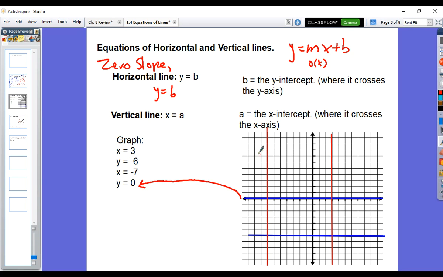But let's look at this. How about this one down here? This has a value of 1, 2, 3, 4, 5, 6, negative 6. So that means the equation for this is y equals negative 6. So that makes sense. Horizontal line.